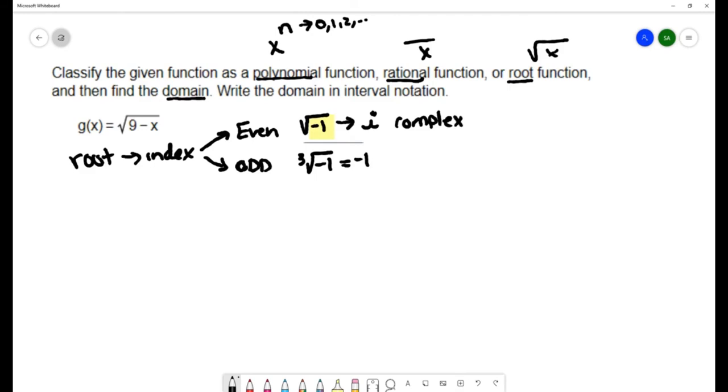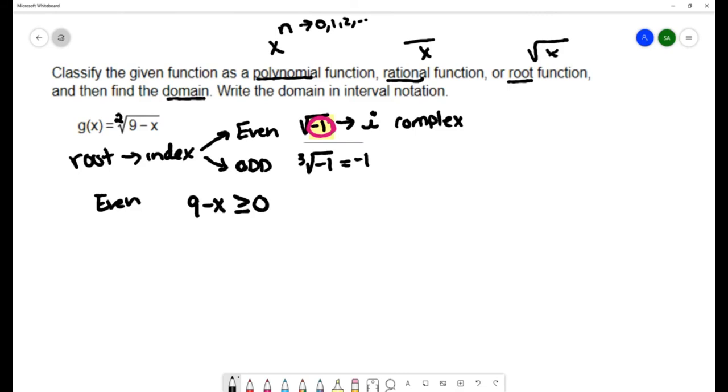So on this example, we have the square root, and the square root has an index of 2. So this one is an even root, so we do have a restriction. We want to avoid having a negative underneath the radical. So to avoid having a negative underneath the radical, we're going to take the expression underneath the radical and set that greater than or equal to 0. So what's underneath the radical needs to be positive or 0, not negative. That's what this inequality does for us.